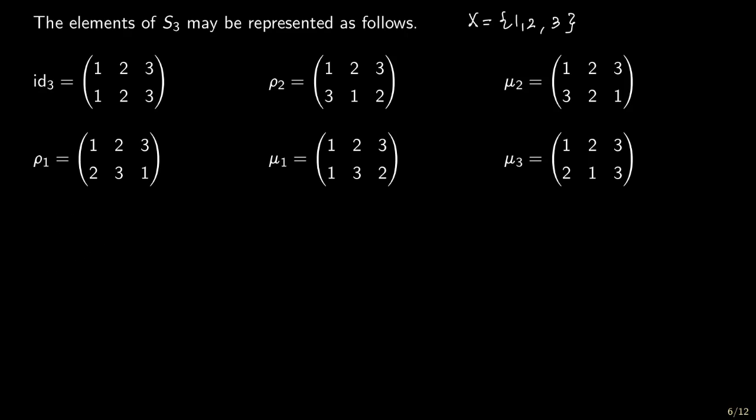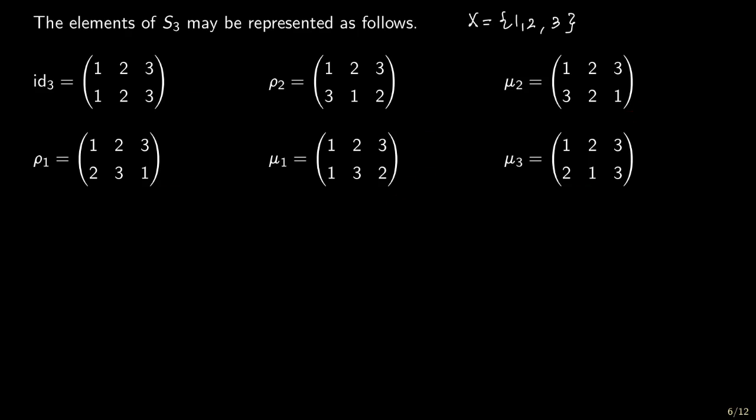For example, the identity function will just be denoted by this symbol. As you can tell, 1 is mapped to 1, so we write 1 under 1. 2 is mapped to 2, 3 is mapped to 3. For the element rho 1, it maps 1 to 2, 2 is mapped to 3, and 3 is mapped to 1, and so on. So we have learned that because 3 factorial is 6, there are only 6 elements for S sub 3. And these are the 6 possible elements.